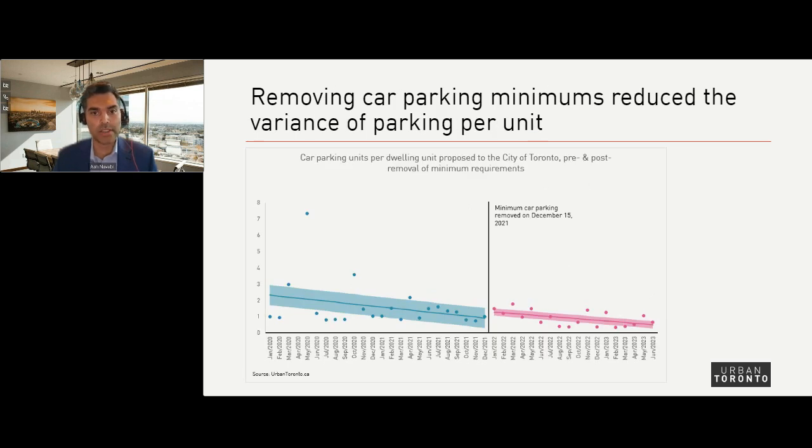And car parking, that was another local, citywide policy. Before the removal of parking minimums, which happened in December of 2021, you can see there was a lot of variation month to month over how many parking spaces per unit were being proposed. After that, the variation got much narrower, and in many months the average car parking spaces per unit was below 1.